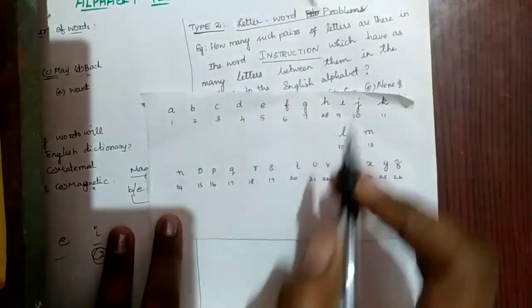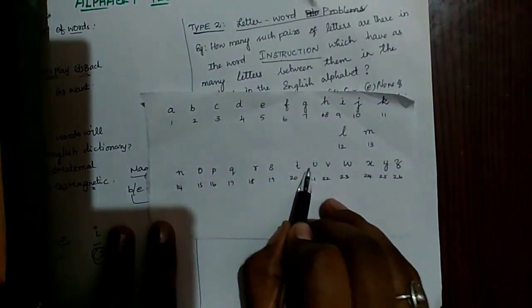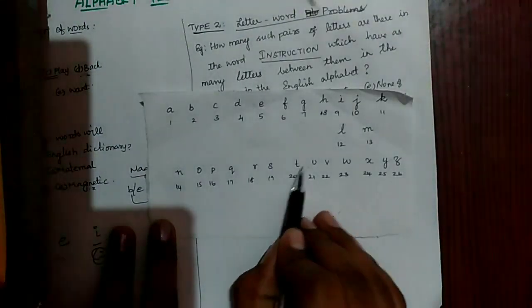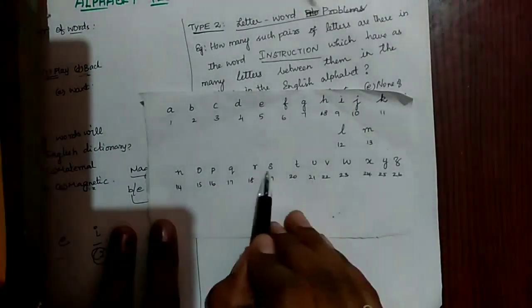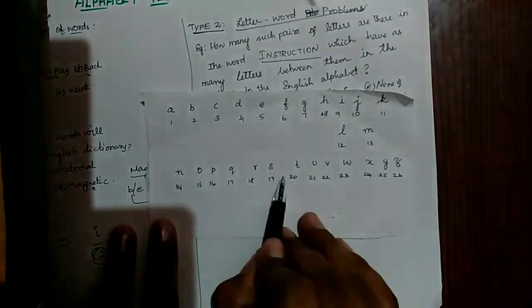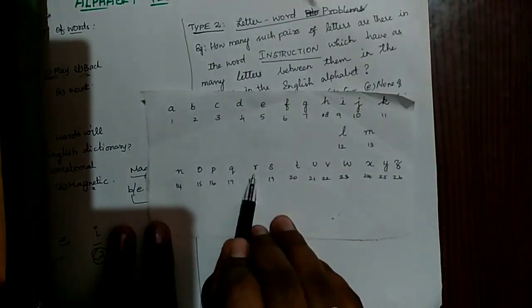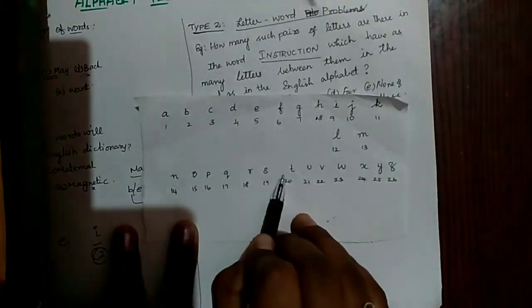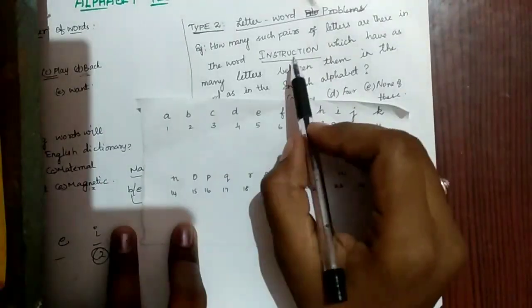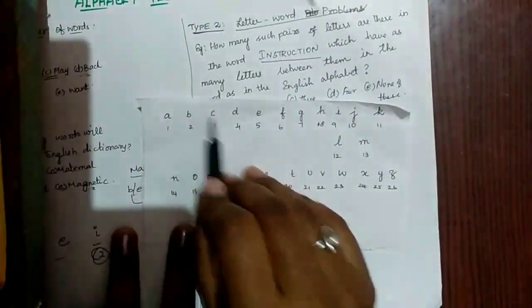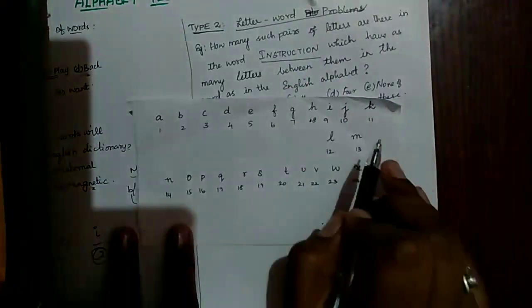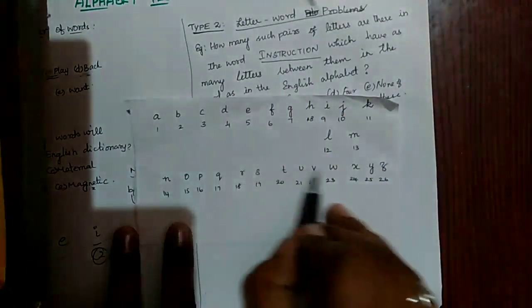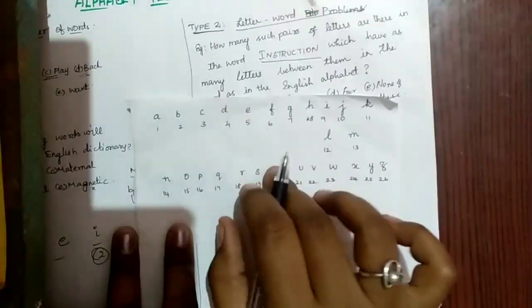Okay, R and U. Is U coming next to R? No, this has a gap. There are two letters between R and U. Next we go with U and C. Is this next to next? No, this also does not match. And next C and T. C is here and T is here. This also does not match.